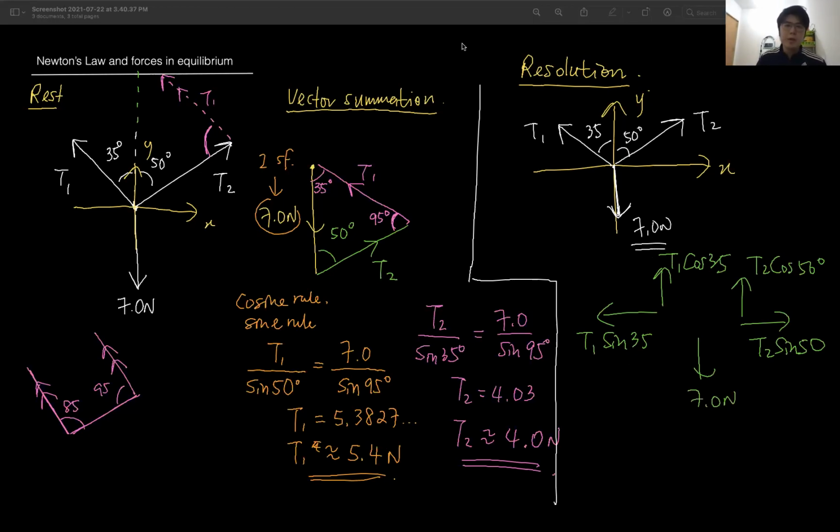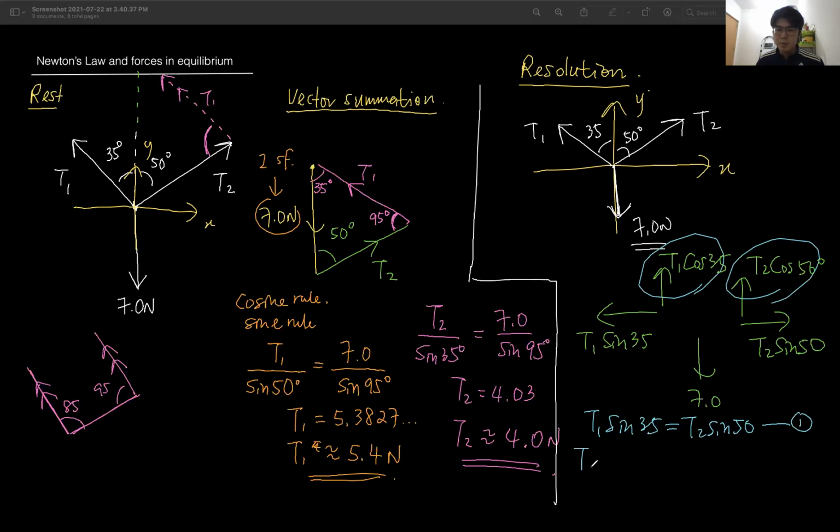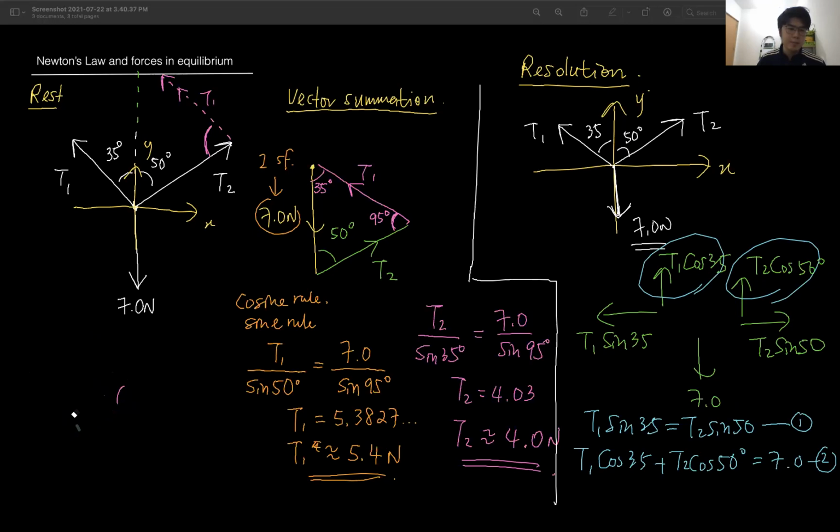Resolve everything, then you know left-right balance, up-down balance, only if this is a balanced system, equilibrium. So T1 sine 35 is the same as T2 sine 50. That's equation 1. Up, down, so same, you add up. This one adds up with this one to equal the opposite one. So T1 cos 35 plus T2 cos 50 equals 7. That's equation 2. Solve simultaneously, and then you can get the answer.